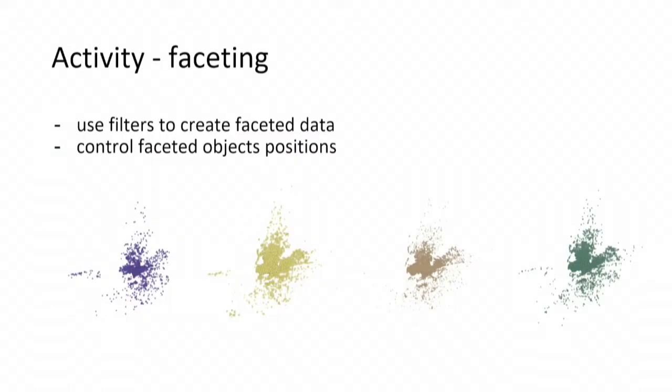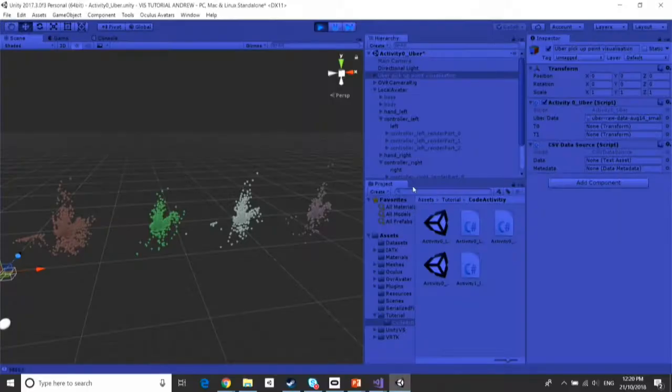So that's pretty nice. The next step that we want to do is build up a novel interaction using this faceted data. So we're going to use the faceted data that we have, and we're going to control their positions programmatically so that we can create some sort of funky accordion interaction. So I will jump back into the code.